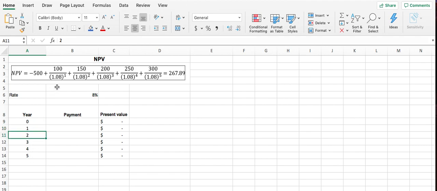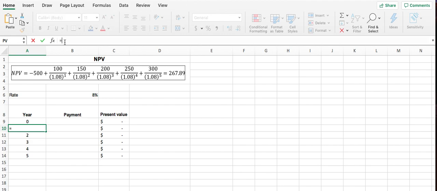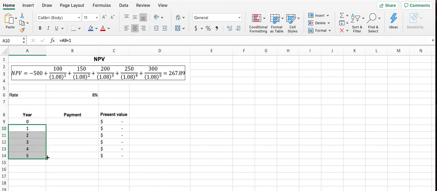Now you see here, guys, that I wrote down 1, 2, 3, 4, 5. We don't want to do that because let's say you want to know the net present value for the next 50 years. I'm not going to sit down and write 1, 2, 3, 4, 5 all the way up to 50 years. So from here I will take this cell and add 1. Then I will drag it down and it should give me automatically 5.